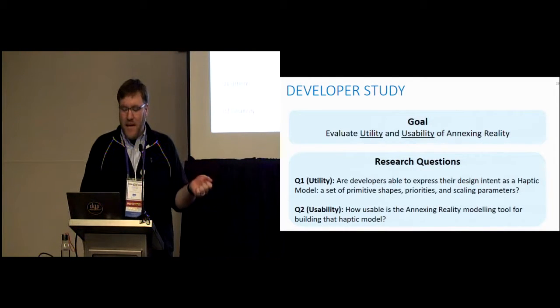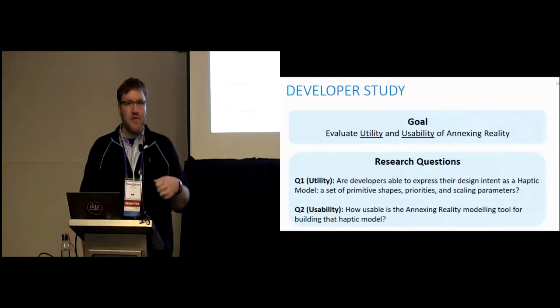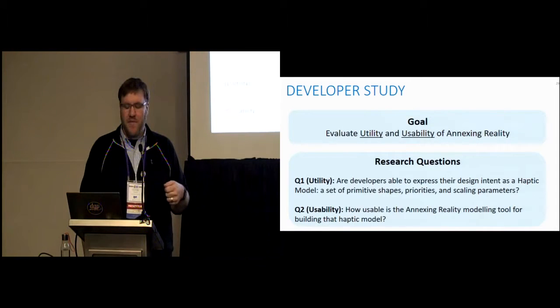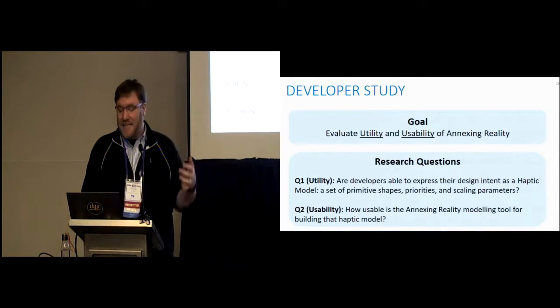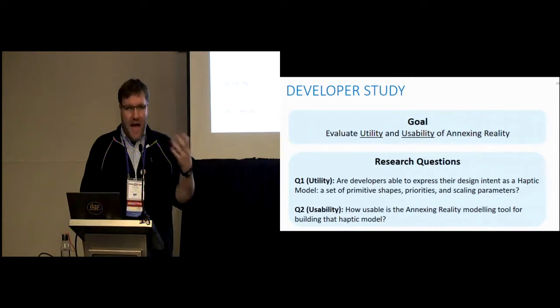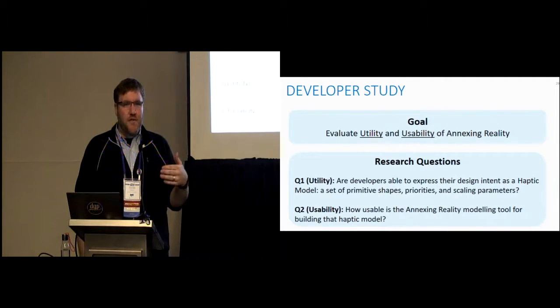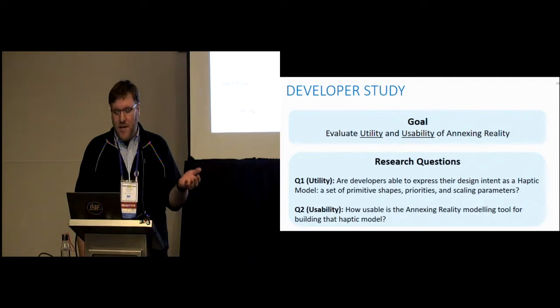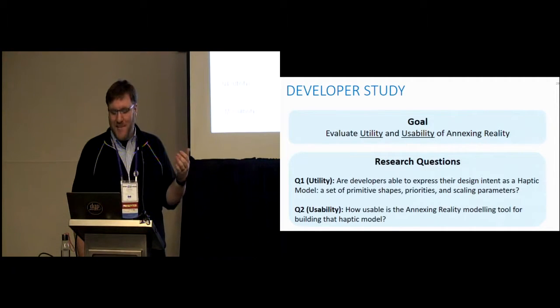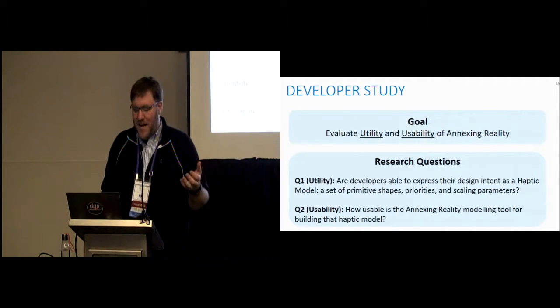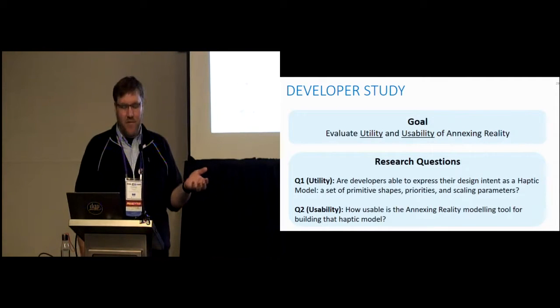So we ran a study. We brought in professional developers and professional 3D modelers from the Toronto area, and we asked them to build haptic models and then evaluate whether or not they could anticipate the matching. We measured first the utility, and we asked the question, are the developers able to express their design intent as a haptic model, a set of primitive shapes, priorities, and scaling parameters?